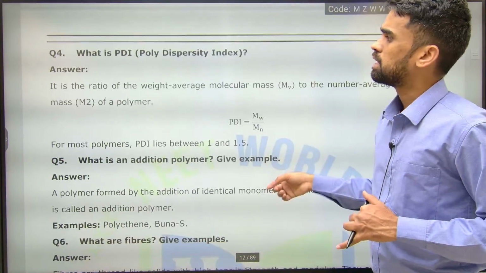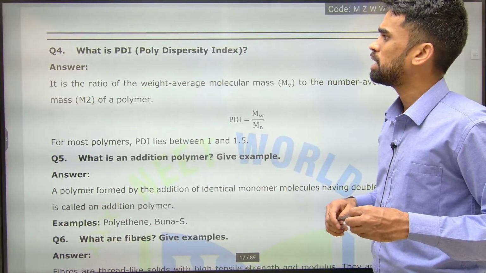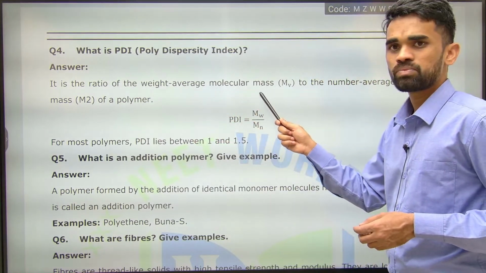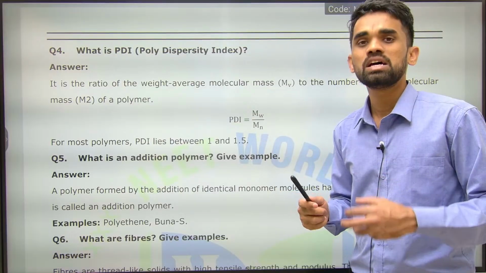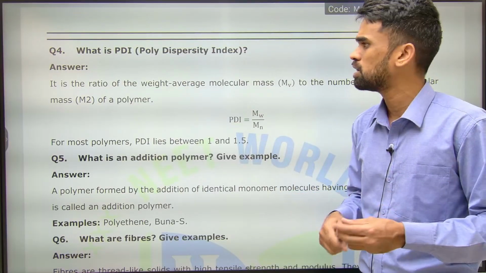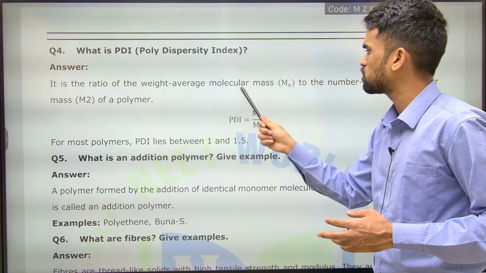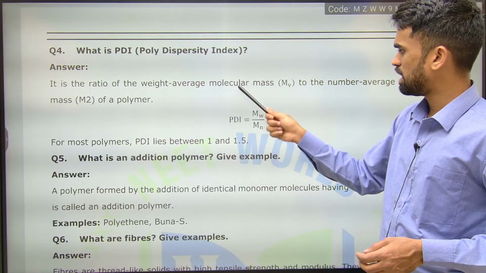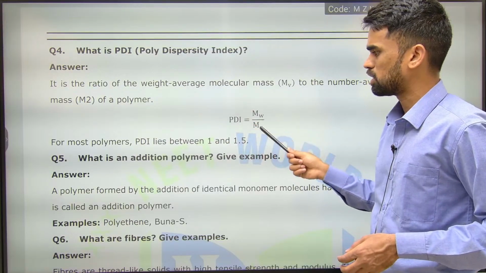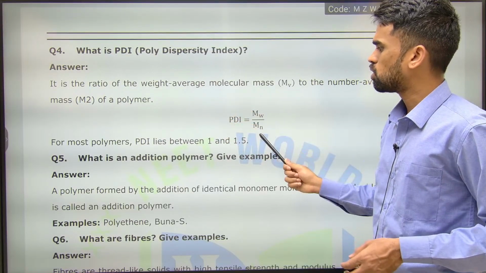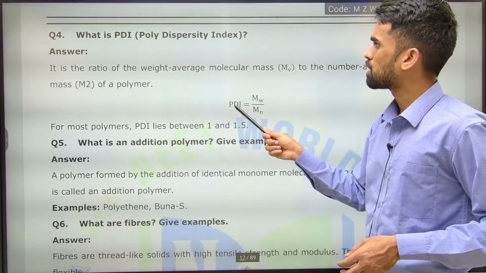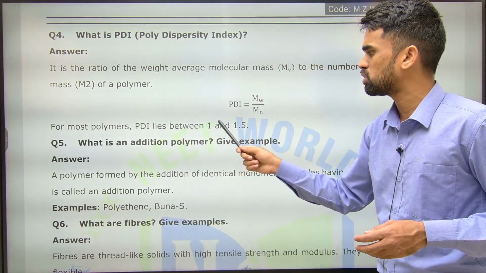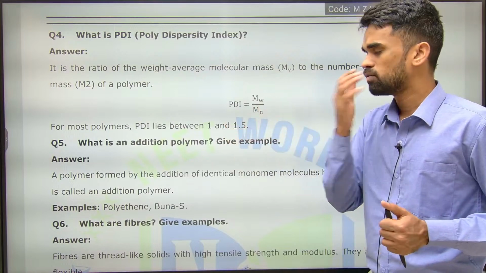Next, what is PDI, the polydispersity index? For polymers we have the number average molecular mass and the weight average molecular mass. PDI is the ratio of the weight average molecular mass to the number average molecular mass. You just take the ratio of these two, and that ratio is called PDI, the polydispersity index. For most polymers, PDI lies between 1 and 1.5.